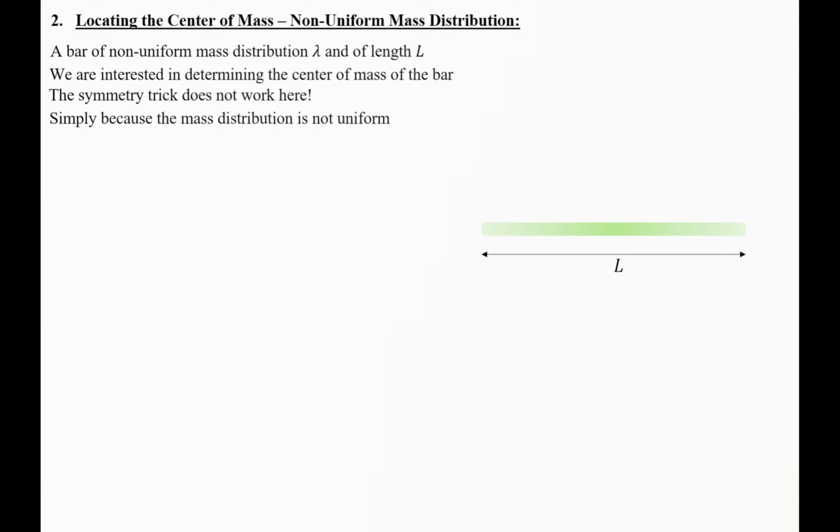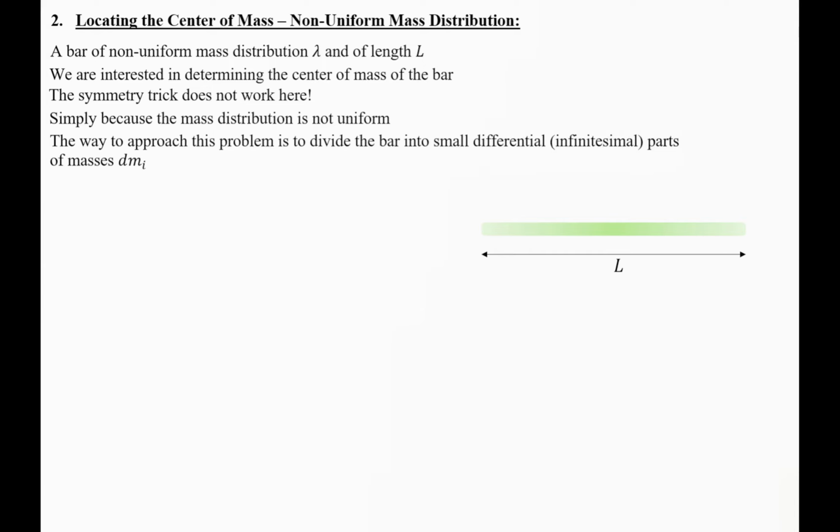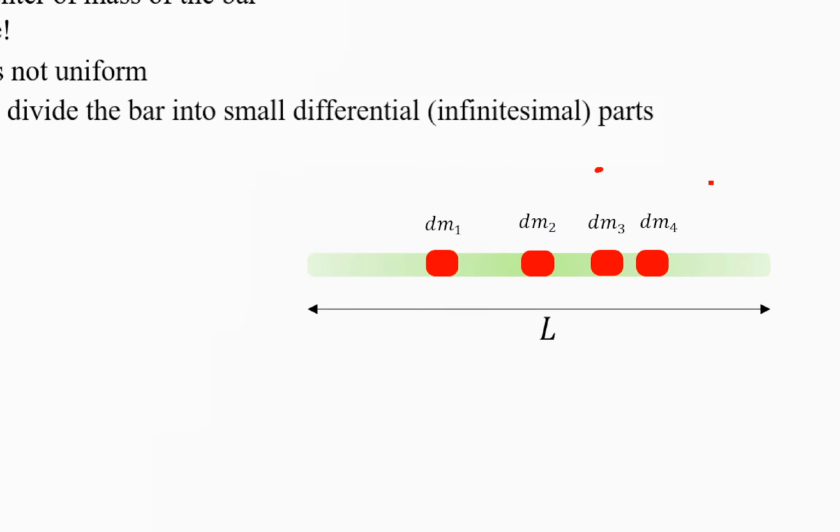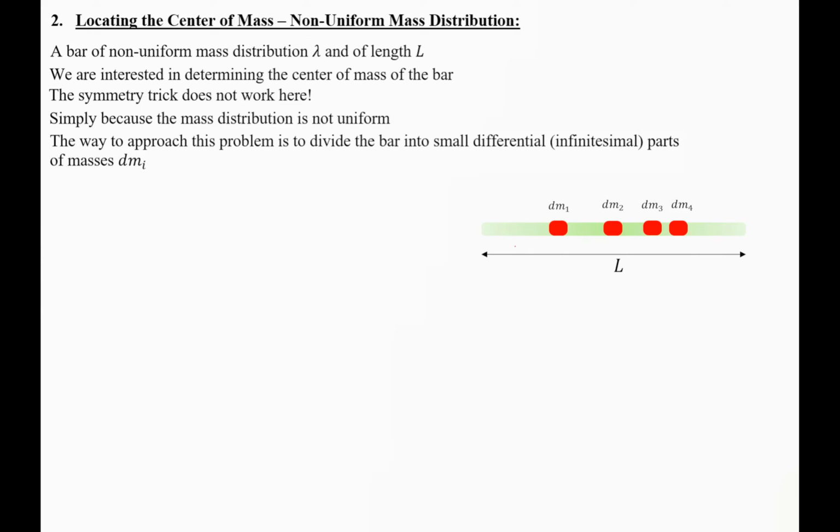Because the mass distribution is not uniform, the way to approach this problem is to divide the bar into small differential infinitesimal parts of masses dmi. This would be one of them, dm1, dm2, dm3, dm4, and you can infinitely divide this bar into the masses dm1, dm2, dm3, dm4, etc., until we reach dm infinity. So you can think about it as collecting points like this. As you collect points infinitely, you can construct a rod of length L, or a bar of length L.